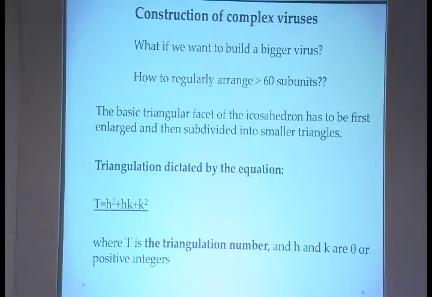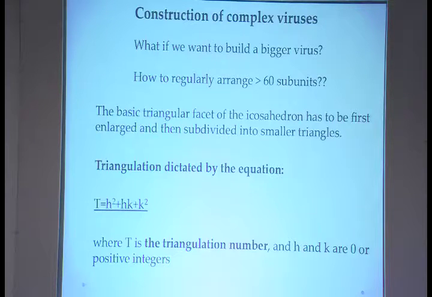And remember those h and k values. The triangulation is dictated by this equation: the triangulation number T is equal to h squared plus hk plus k squared. And the values of h and k are either 0 or positive integers. So there are different ways that viruses are organized based on what the h and k values are. In some cases, h may be a positive integer, and k may be 0.